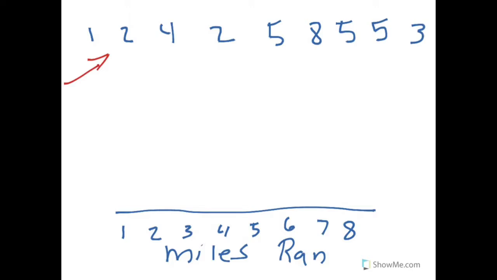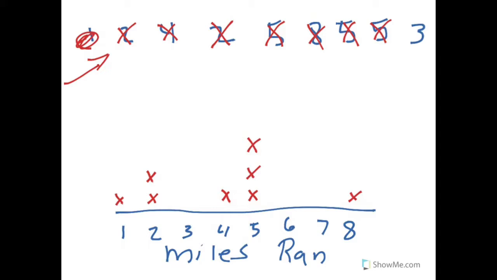Well, where I see the number 1, I'm going to put an X that represents one time I ran 1 mile. 2, I'm going to put an X for 2. 4, I'm going to put an X for 4. I ran 2 again, so I put another X above the 2. Ran 5 miles. Ran 8 miles. Not easy to do. Ran 5 miles again. Ran 5 miles again. And then I ran 3 miles.